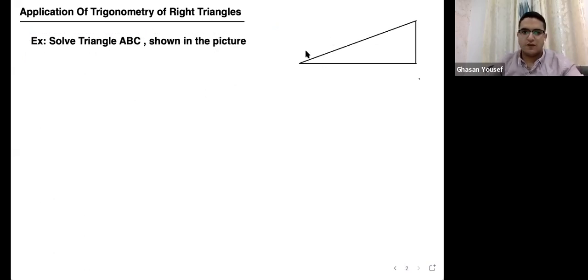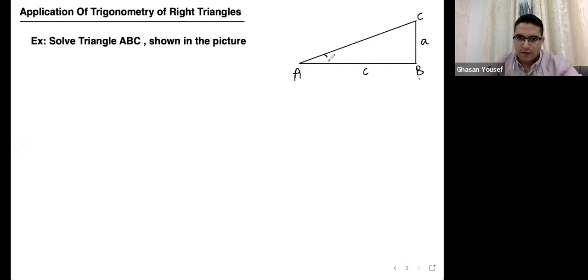So this is my triangle. It has a name A. This is A. Here is B. This is C. First of all, this is the side in front of the capital angle A, called small a. This is the small c here. And this is the small b, but it's called the hypotenuse.